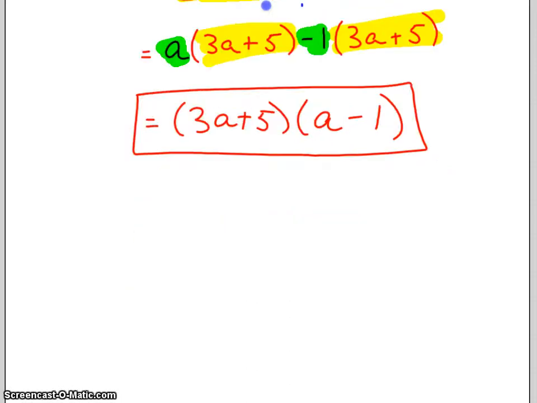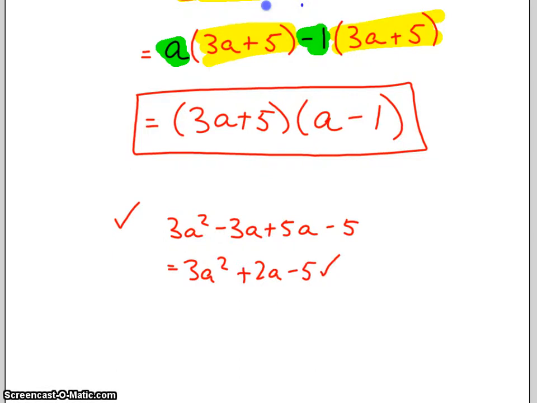We could do a quick check here. Let's check to make sure. 3a times a, 3a squared. 3a times -1, minus 3a. 5 times a, plus 5a. And then minus 5. We get 3a squared plus 2a minus 5. We get the original polynomial back. So this is, in fact, the correct answer.